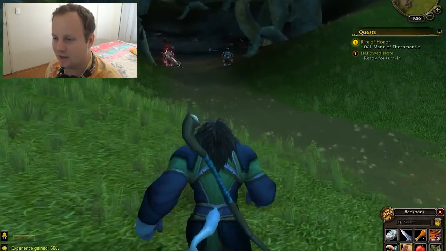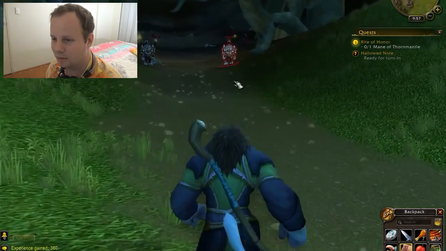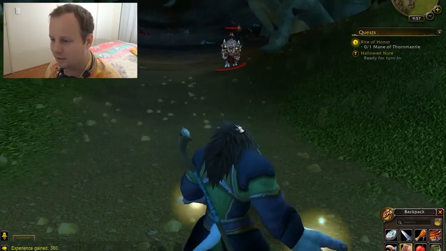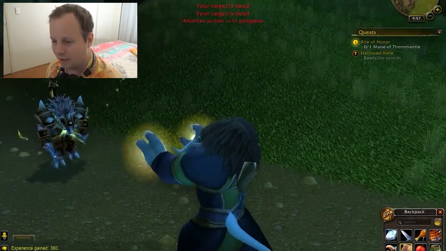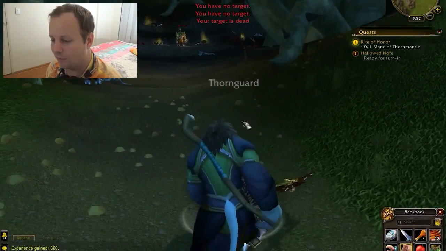So, I'm actually going to start. Whoa, these guys look scary. Okay, I'm just going to randomly shoot these thorn guards. So, take that. And take some of that.